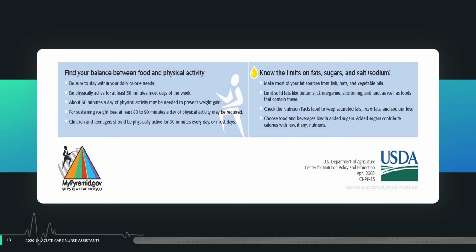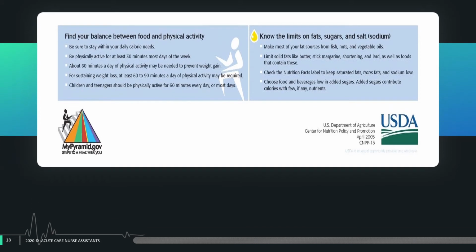Know the limits on fats, sugars, and salt. Make most of your fat sources from fish, nuts, and vegetable oils. Limit solid fats like butter, stick margarine, shortening, and lard, as well as foods that contain these. Check the nutrition facts label to keep saturated fats, trans fats, and sodium low. Choose food and beverages low in added sugars. Added sugars contribute to calories with few, if any, nutrients.